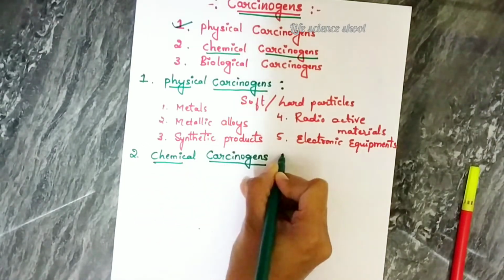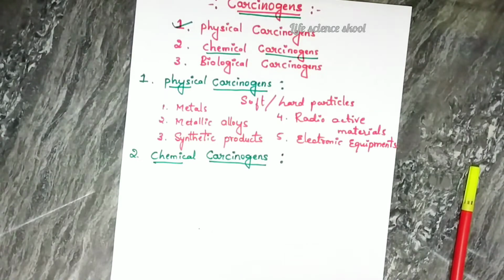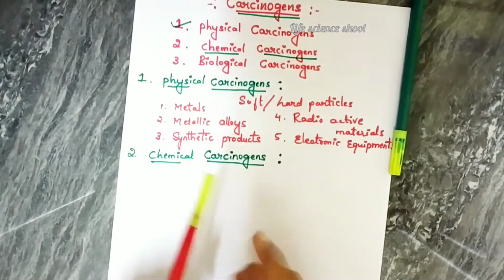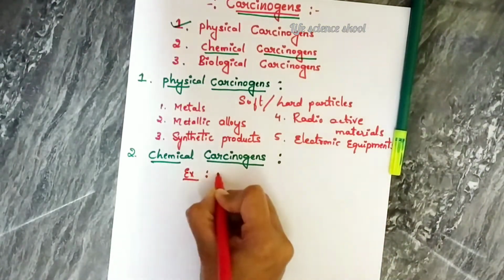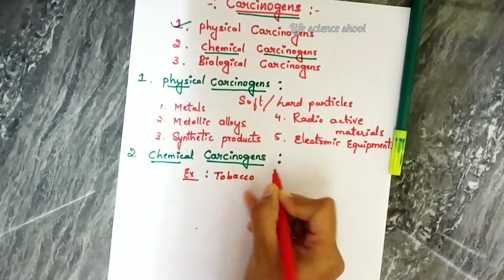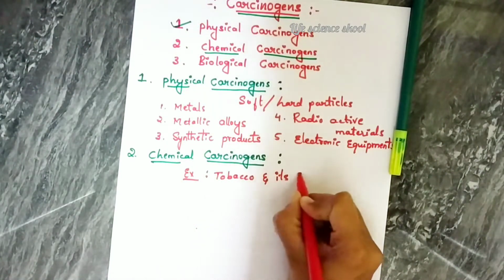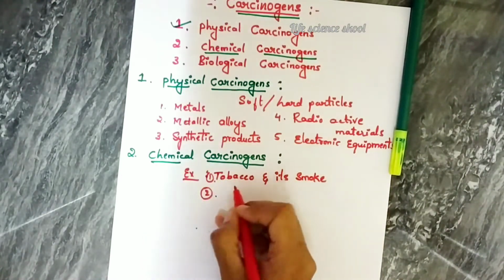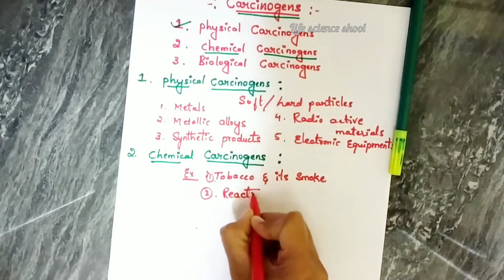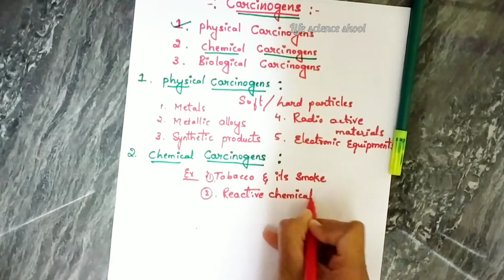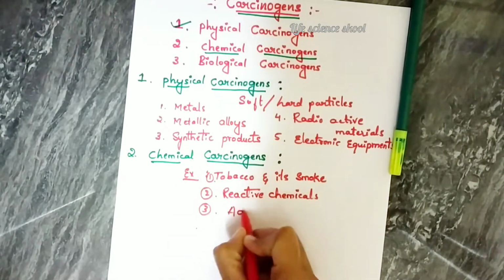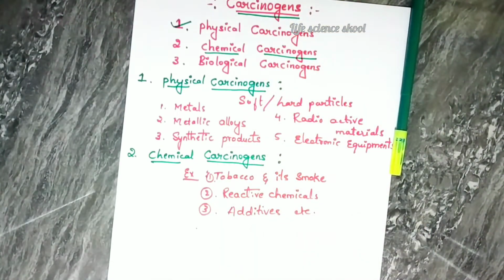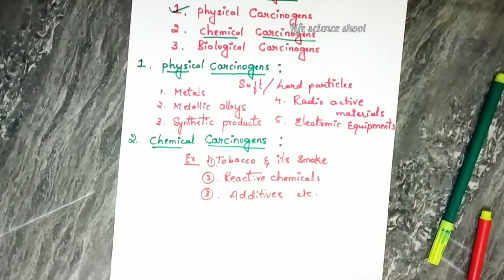So we will now look at what those chemical carcinogens are which cause cancer. The first example which I have taken is tobacco. Tobacco and its smoke actually cause cancer, and this is the first one. The second one is reactive chemicals. Reactive chemicals cause cancer. And the third one here is additives, etc. I will just briefly explain these three points on chemical carcinogens.